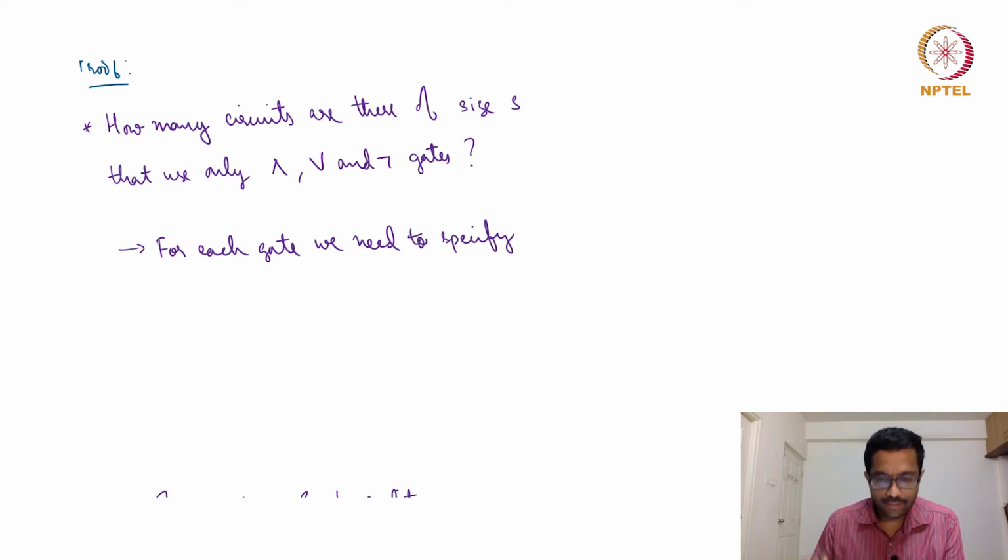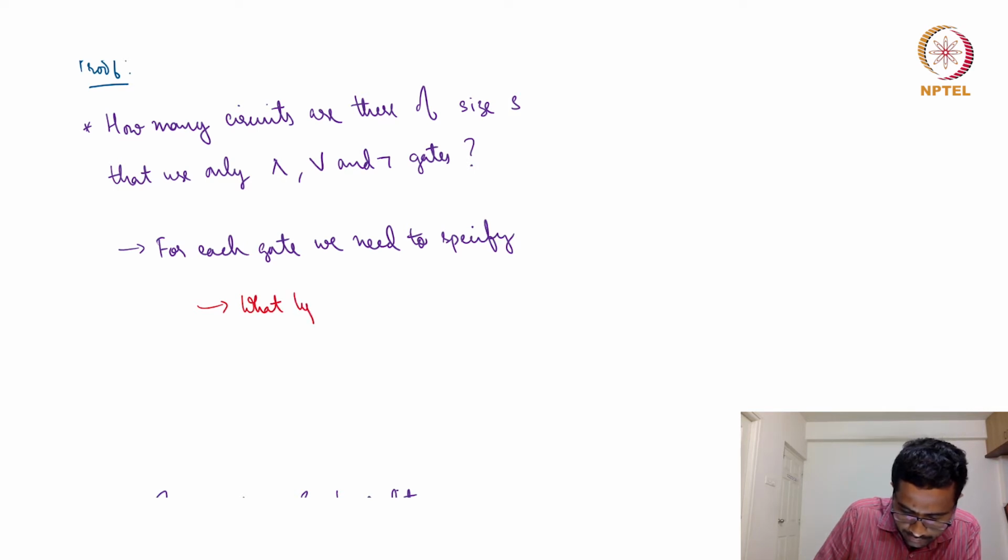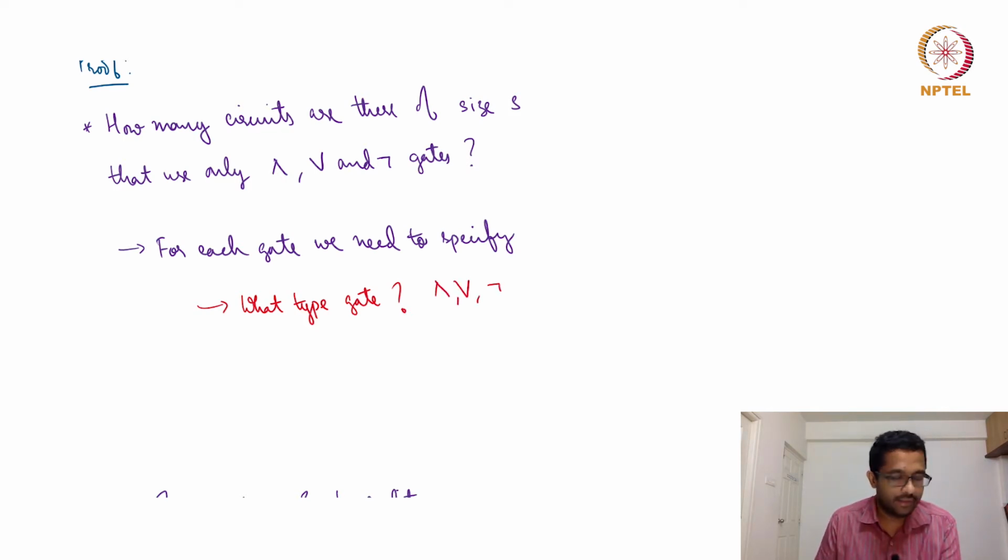So how do we describe a circuit? For each gate in the circuit, we need to specify two things. One is what type of gate it is: there is one of AND gate, OR gate, or NOT gate. These are the three things, and this requires, let's say, a constant number of bits. Maybe 2 bits are enough, since there are 3 possibilities.